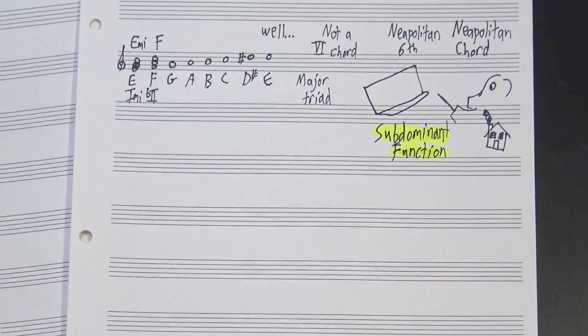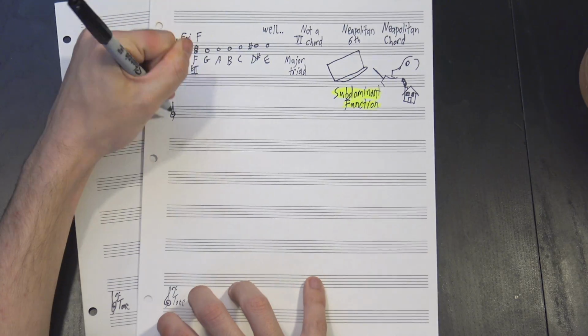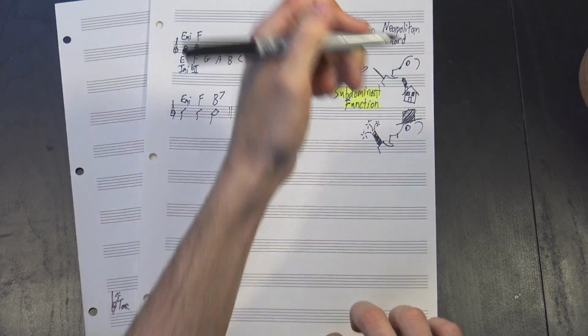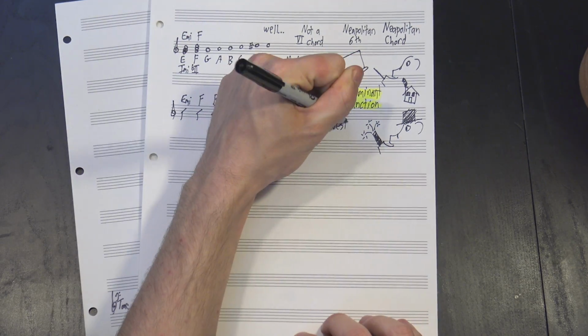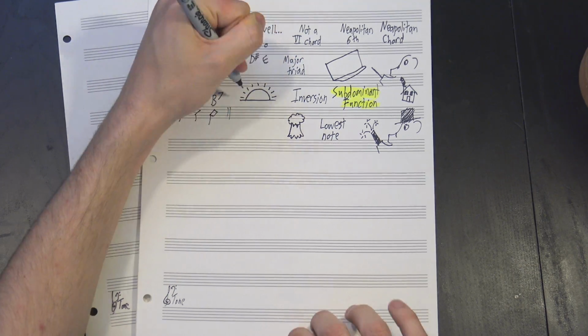It has subdominant function, which means that its job is to introduce some instability and help set up a dominant chord. But the Neapolitan chord has another trick up its sleeve, inversion. With most chords, we expect the lowest note we hear to be the root of the chord, and you can play the Neapolitan chord like that.